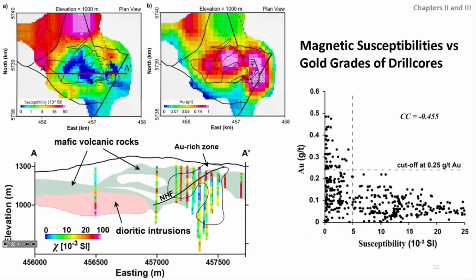As can be seen on the diagram, for susceptibilities of more than 5 milli-SI, the gold concentrations are less than the desired cutoff. That means by increasing the susceptibility, gold is decreased. So gold mineralization mostly occurred in the low susceptibility zone.